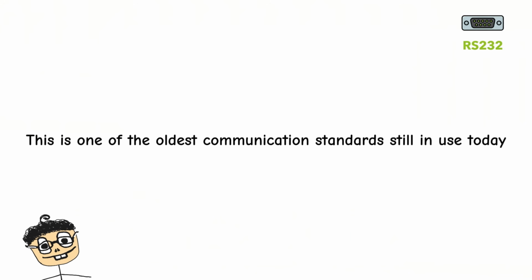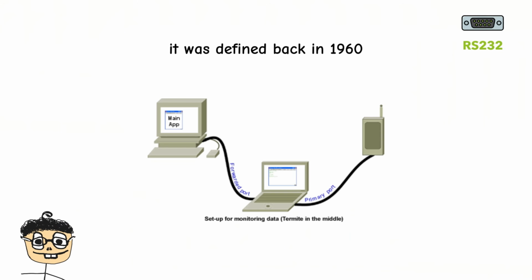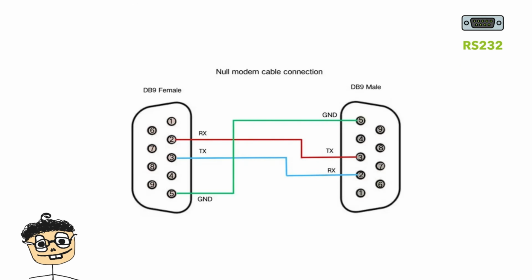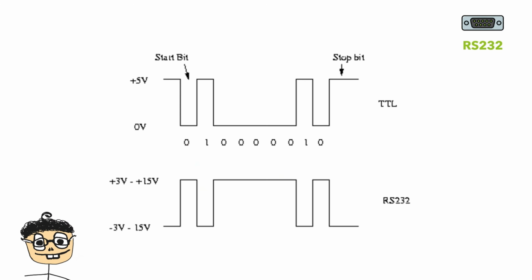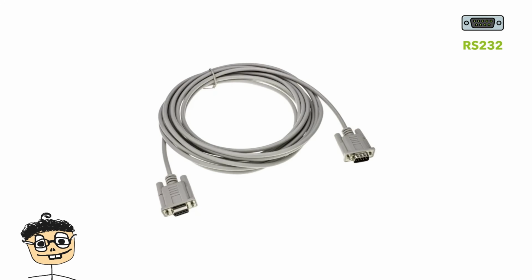RS-232. This is one of the oldest communication standards still in use today. It was defined back in 1960. RS-232 is a serial communication protocol that connects 2 devices point to point using voltage levels to represent data. Unlike UART, which uses 0 and 3.3 volts, RS-232 uses much higher voltages, up to plus 15 volts for a 0 and minus 15 volts for a 1. That bigger voltage swing was designed to fight noise over longer cables.